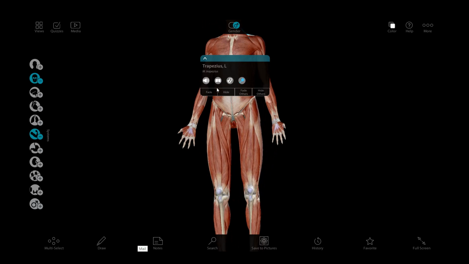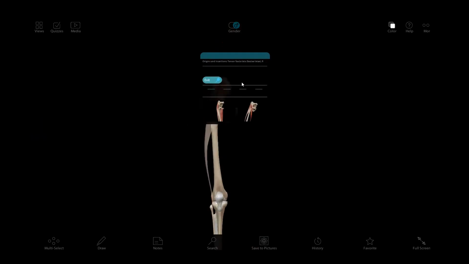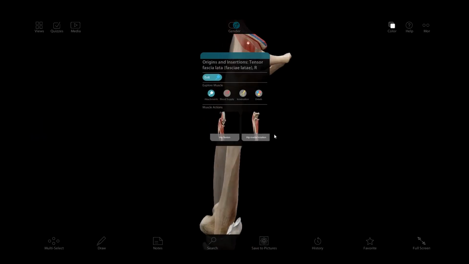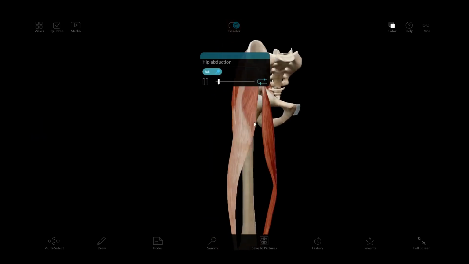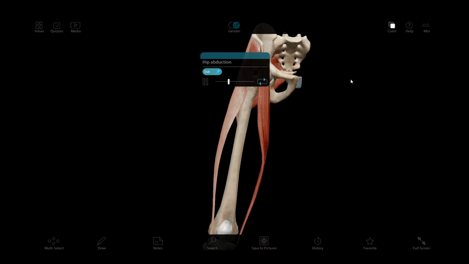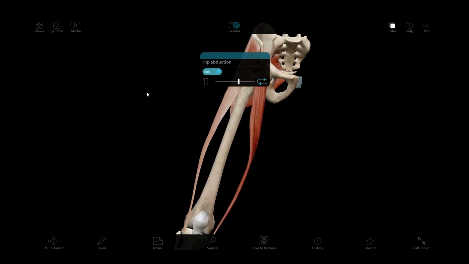And then comes abduction, which is the tensor fascia latae. So I could show you hip abduction, which is moving away from the body, taking something from the body and moving it away.